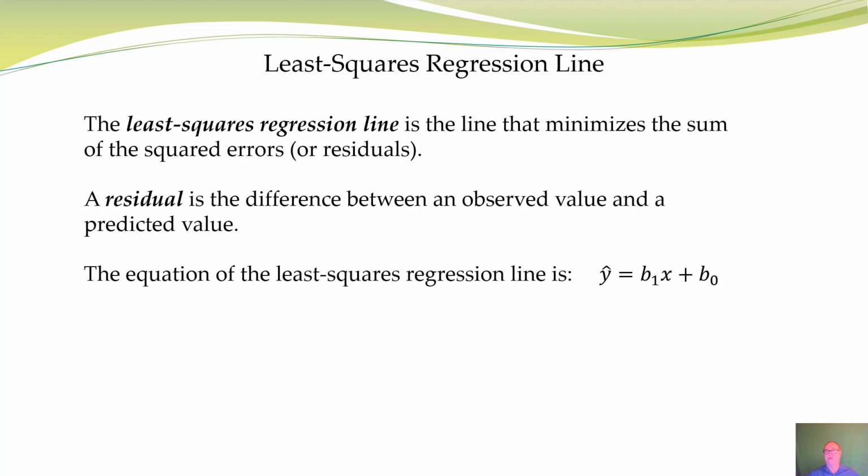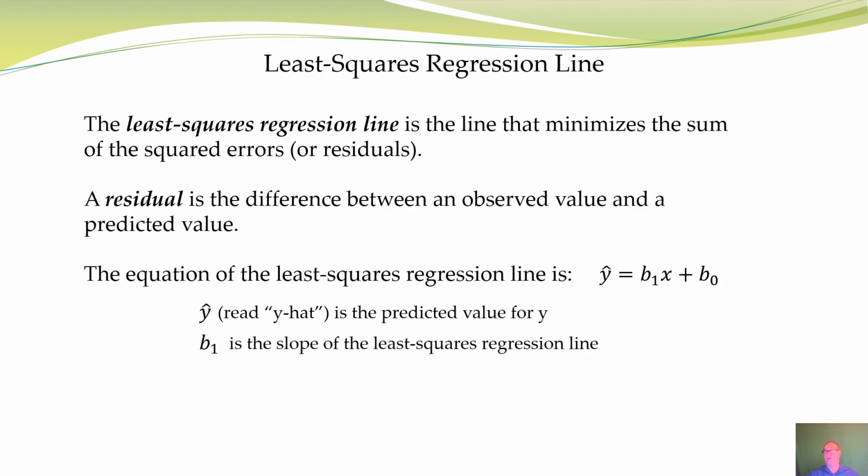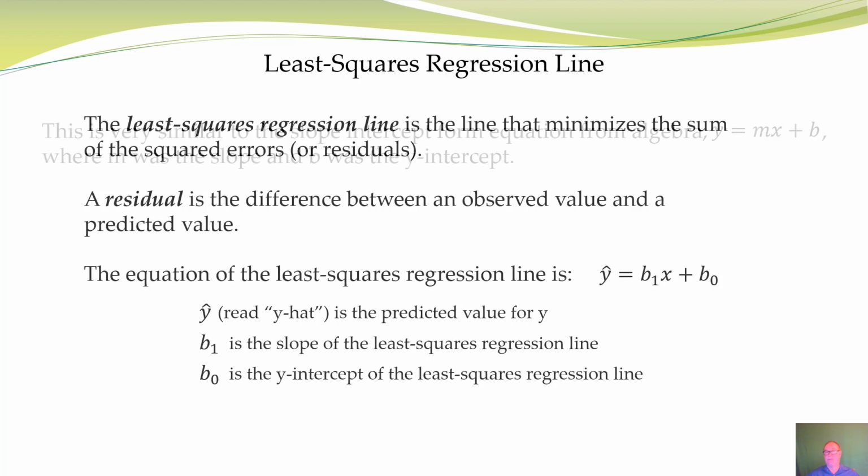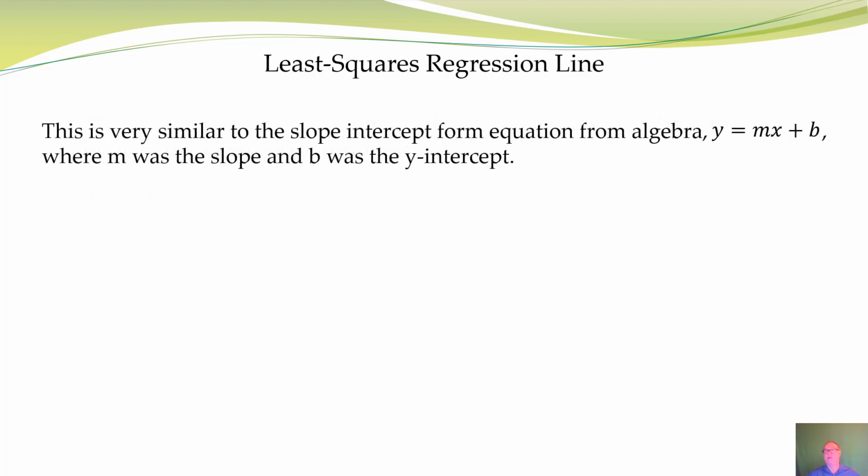The equation of the least squares regression line is y hat equals b1x plus b naught. Y hat is the predicted value for y. b1 is the slope of the least squares regression line. b naught is the y-intercept of the least squares regression line. This is very similar to the slope-intercept form equation from algebra, y equals mx plus b, where m was the slope and b was the y-intercept.